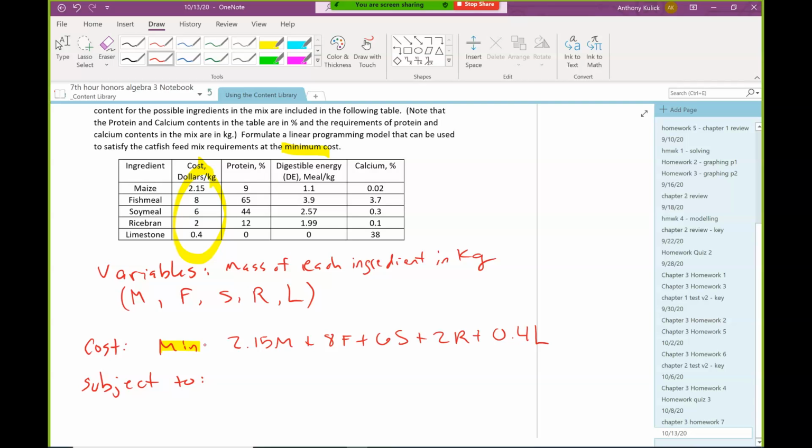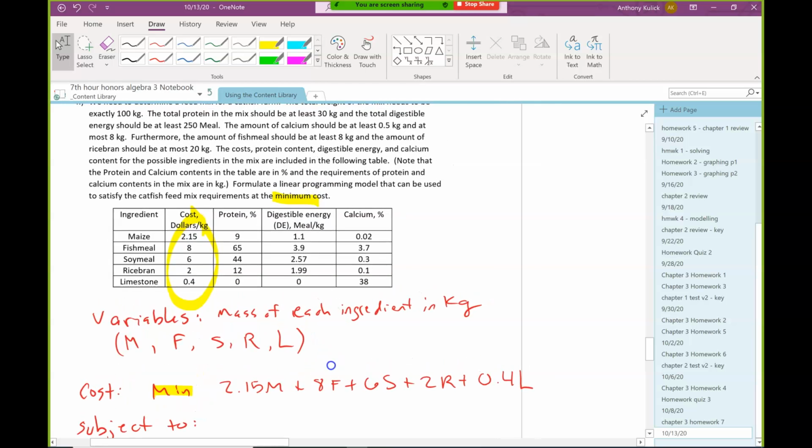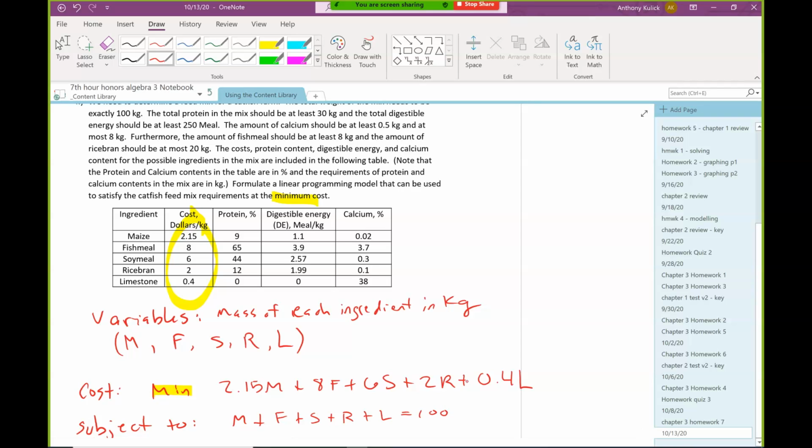Okay, now let's start worrying about our constraints. Can anybody tell me one possible constraint? We have several that we could write from the table. Jack? All of them actually. Good. So M plus F plus S plus R plus L has to equal 100. Very good. Did anybody catch why that requirement is going to be so important?